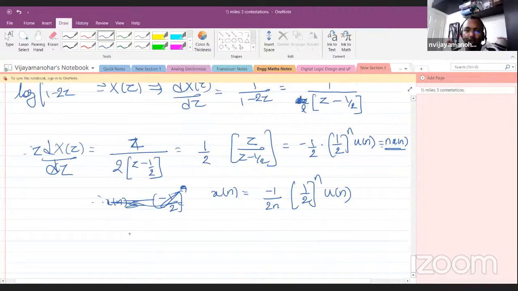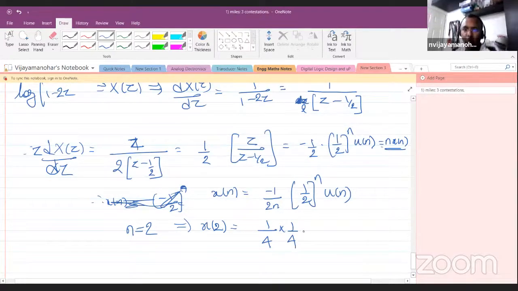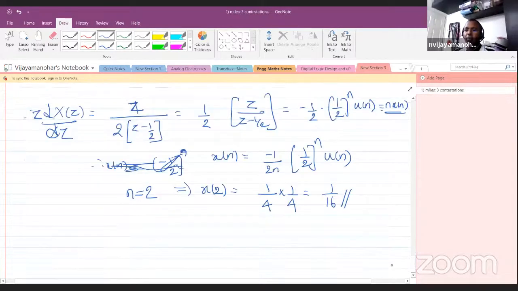Now substitute n equal to 2, which implies x of 2 is equal to 1 by 4 into 1 by 4, which is 1 by 16. So whatever is the answer, simplify this, that will be the answer. Clear? So that will be the answer for x of 2.